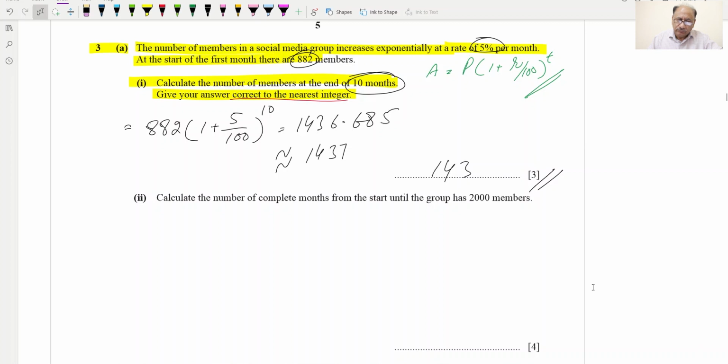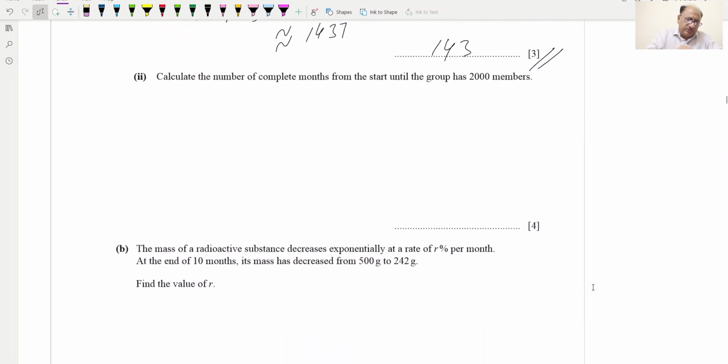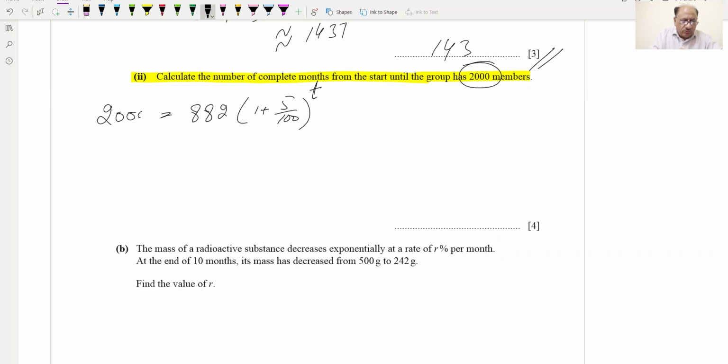Hopefully you understood this. Now part second, calculate the number of complete months from the start until the group has 2000 members. So we'll have to check for 2000 members. Same principle, members 882 times 1 plus 5 over 100, this is the rate, and time duration. Now we need to calculate for the members. How many members? 2000. So we'll write 2000 on this side and find the value of t. That will be our answer.